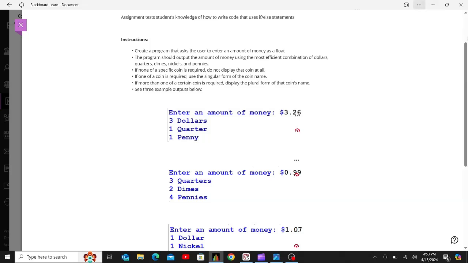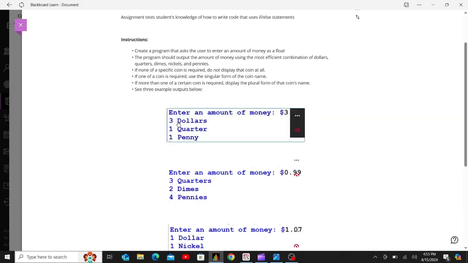Let's take a look at some examples to get an idea of what the program's supposed to do. So the user is asked to enter an amount of money. In this case, the user entered $3.26, and the program outputs $3, 1 quarter, and 1 penny. And that does add up to $3.26.